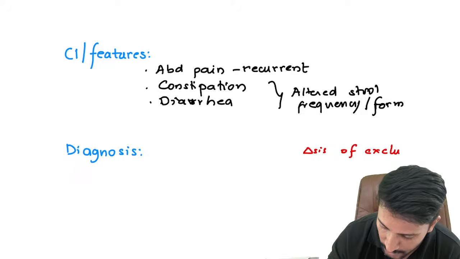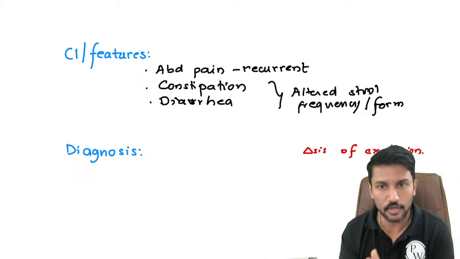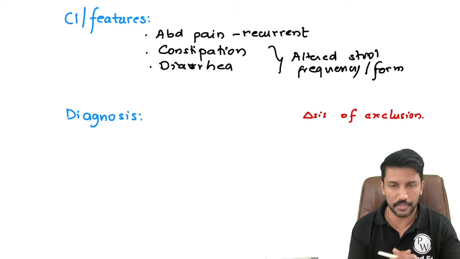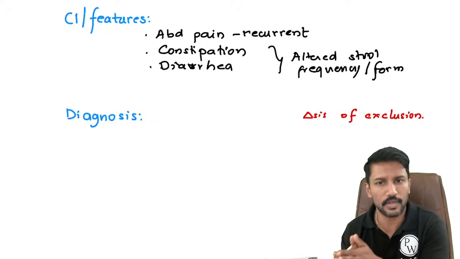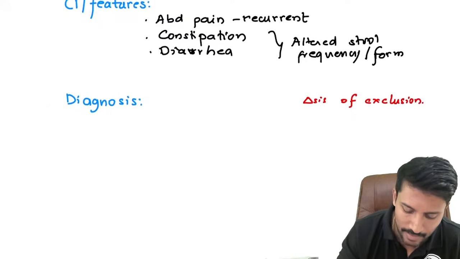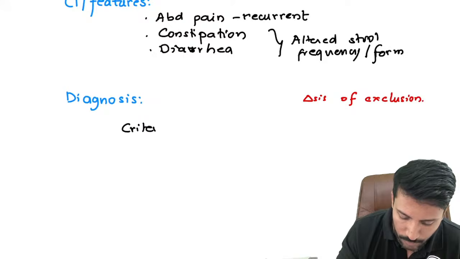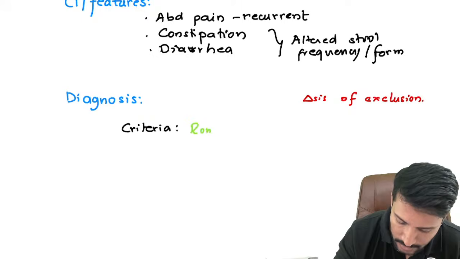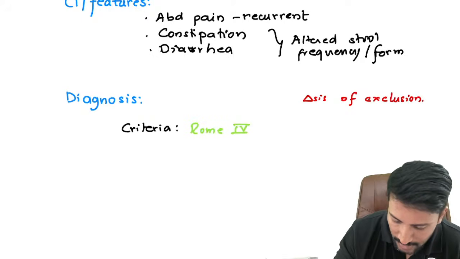So what do I mean by that? We have to rule out the major causes for these symptoms. If patient is having chronic diarrhea or chronic constipation or recurrent abdominal pain, I have to investigate, right, to rule out the other causes. But there is a criteria laid out which you should write in the exam paper. The criteria is called Rome 4 criteria.